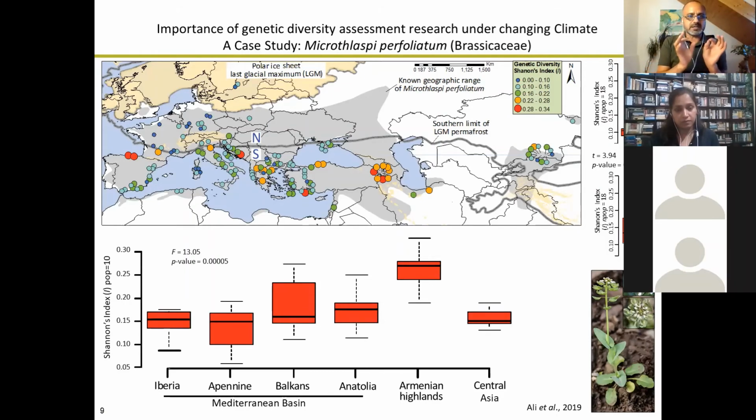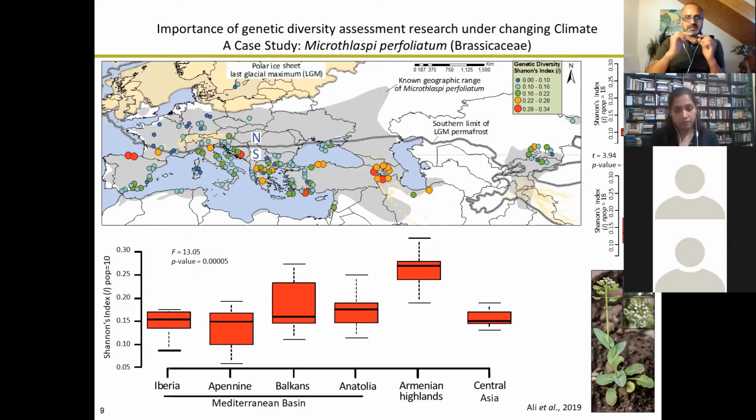And you see that all these circles have different colors. The darker or more red the circle color, the more diverse the population. As I said, diversity of population means all the individuals are slightly different from each other. If the individuals are different from each other, they would be able to stand against all these climate changes. And if the populations are not diverse, they would not be able to sustain the climate changes.